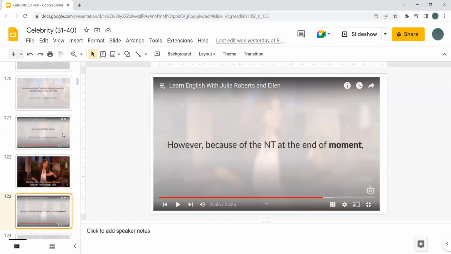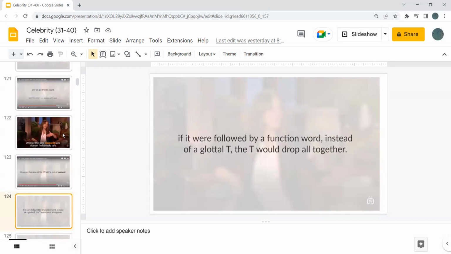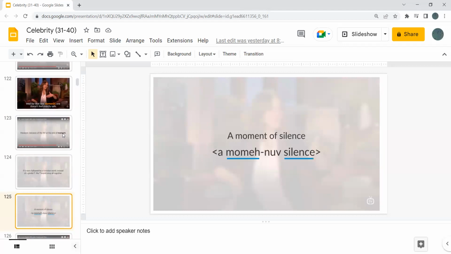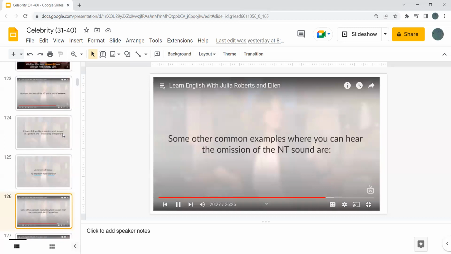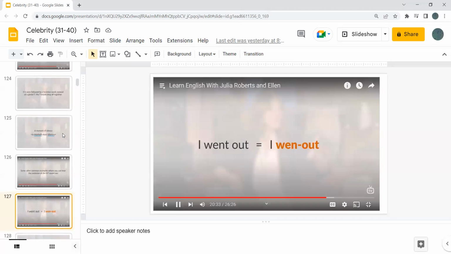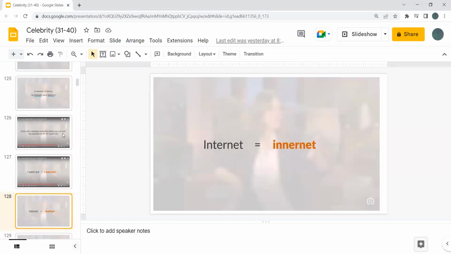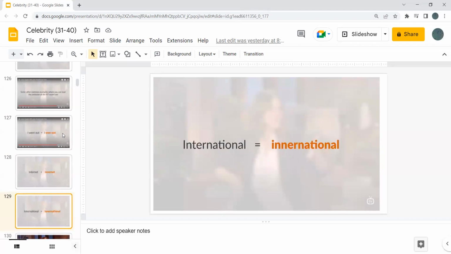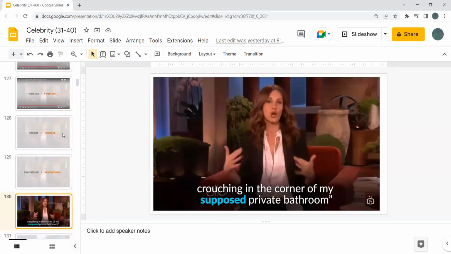However, if the T at the end of moment were followed by a function word instead of a content word, the T would chop on together. A moment of silence, a moment of silence. Some other common examples where you can hear the NT sounds are: I went out, internet, international. Crouching in a corner of my supposed private bathroom.